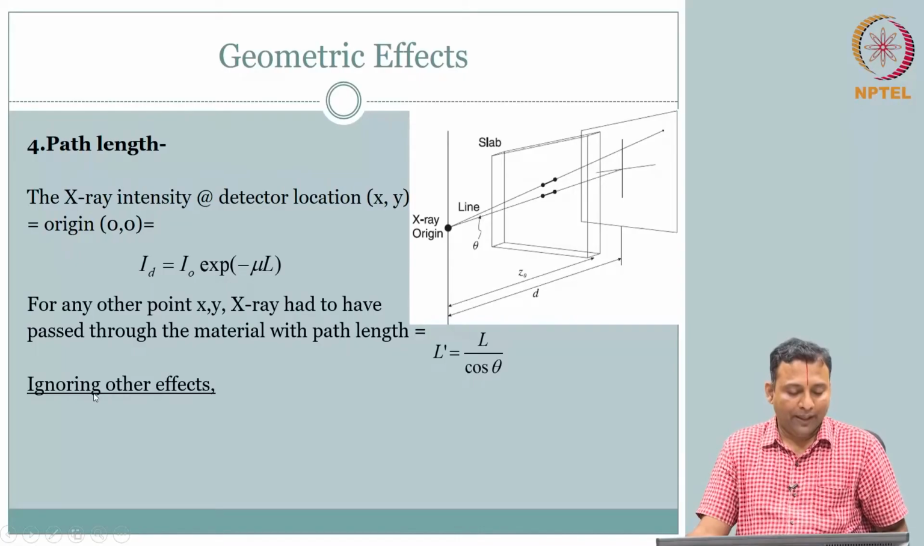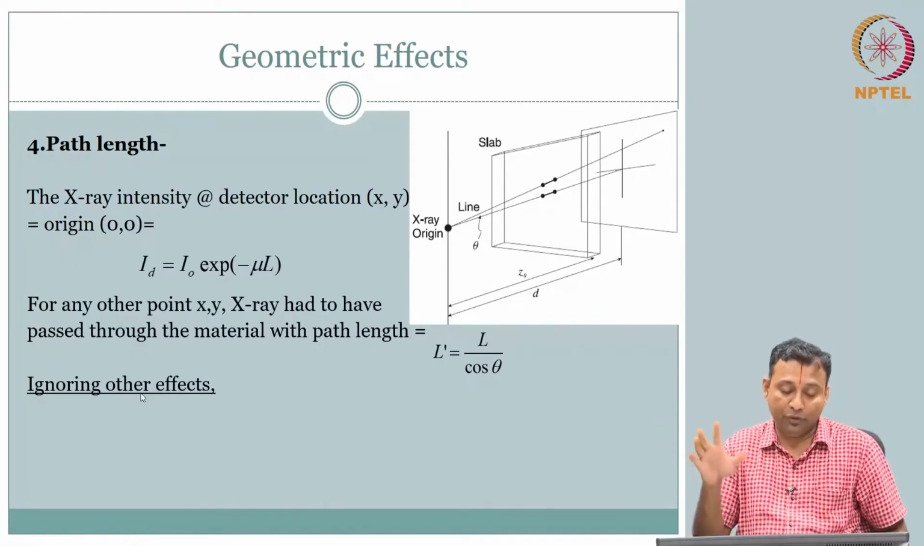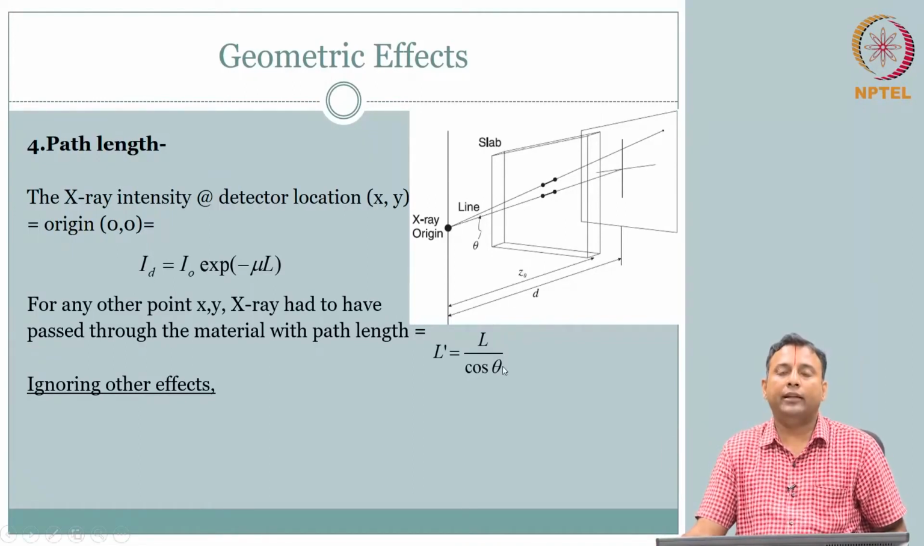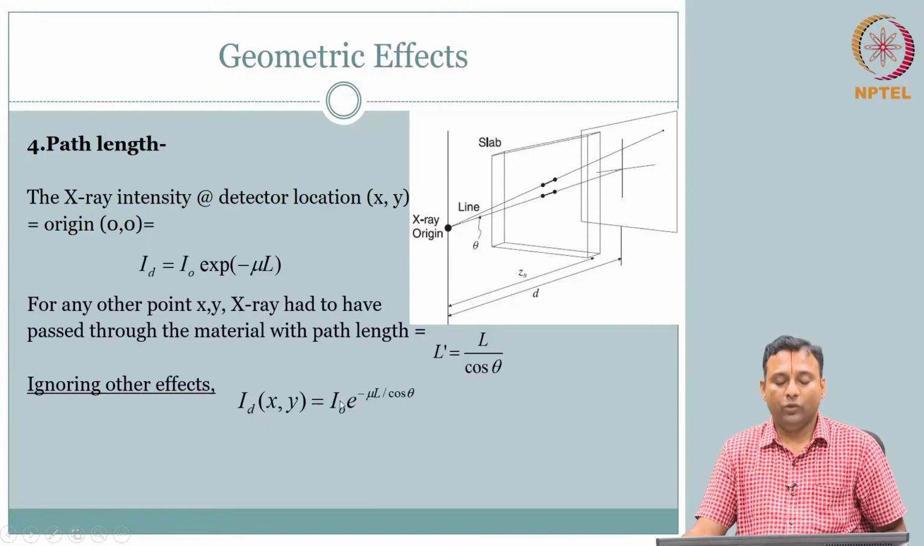So we can write, ignoring the other effects that we have covered so far without the object, the only variation is going to be due to your path length variation. If that is the case, then you can write your I_D at every other location x comma y as I naught, whatever is sitting at the center, and then decaying as e to the power minus mu L by cos theta. So, mu L dashed. That is how it is going to vary.